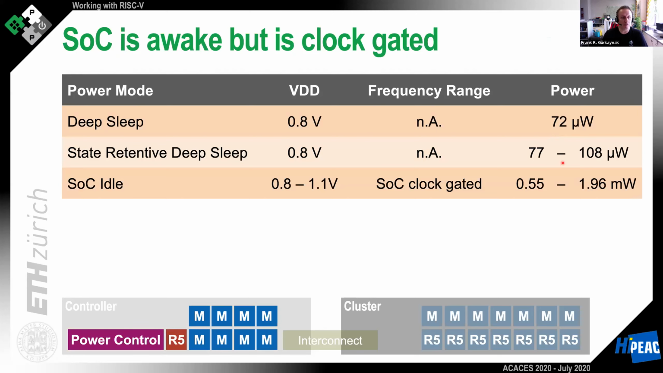The next mode is where you switch on the controller. So the controller is ready to work. It's clock gated. It's idle. It's not processing, but it's alive. So the next clock cycle you can actually start working on it. It works in the range from 0.8 to 1.1 volts, and you are consuming something around 2 milliwatts.